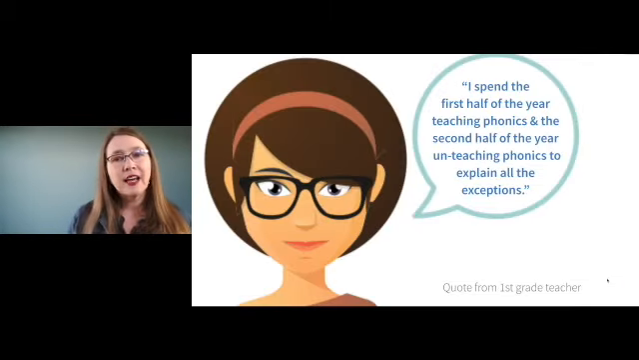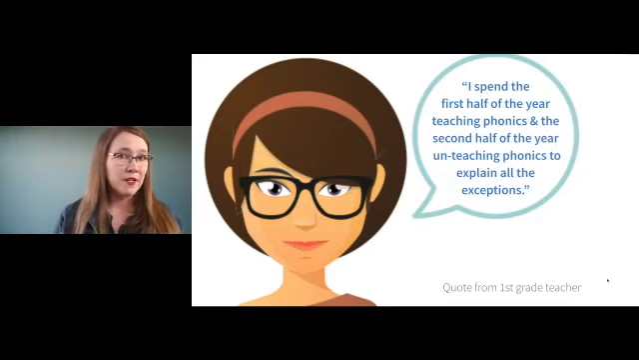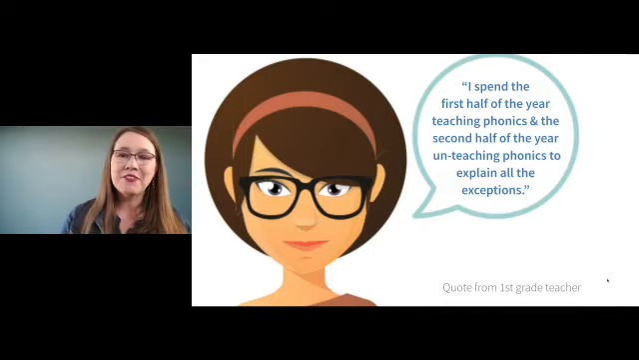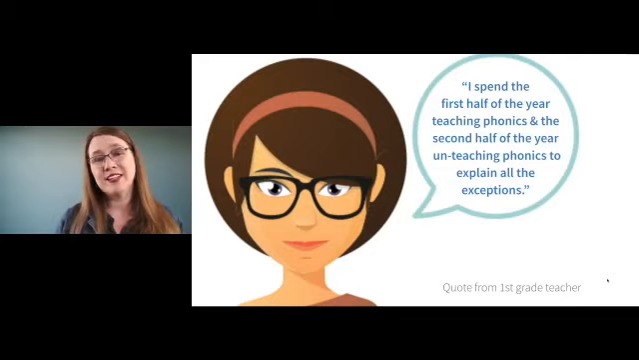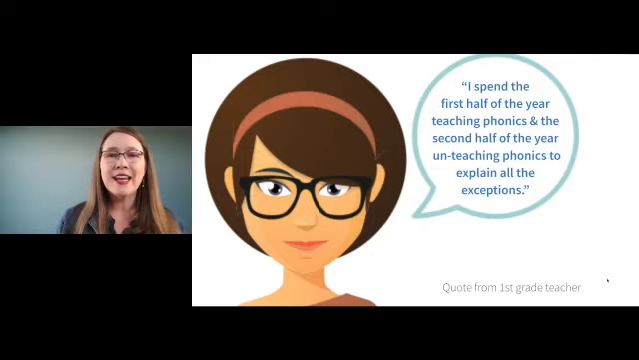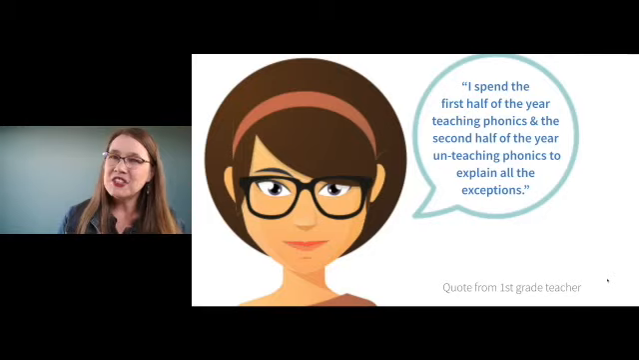Now that said, I understand how many of you might feel about phonics. I had a teacher once tell me, I spend the first half of the year teaching phonics and the second half of the year unteaching phonics to explain all the exceptions. I've had other teachers say to me, I feel like I'm saying that's an exception all the time because English is just crazy.